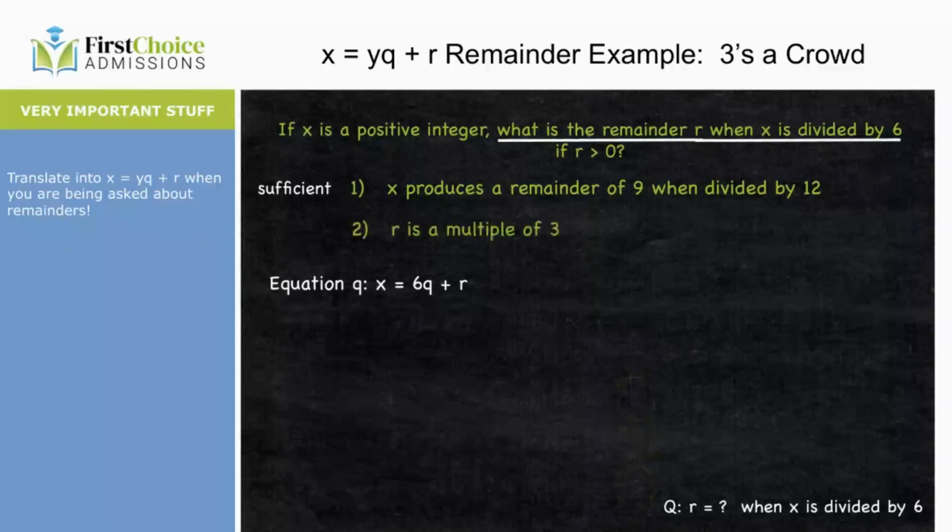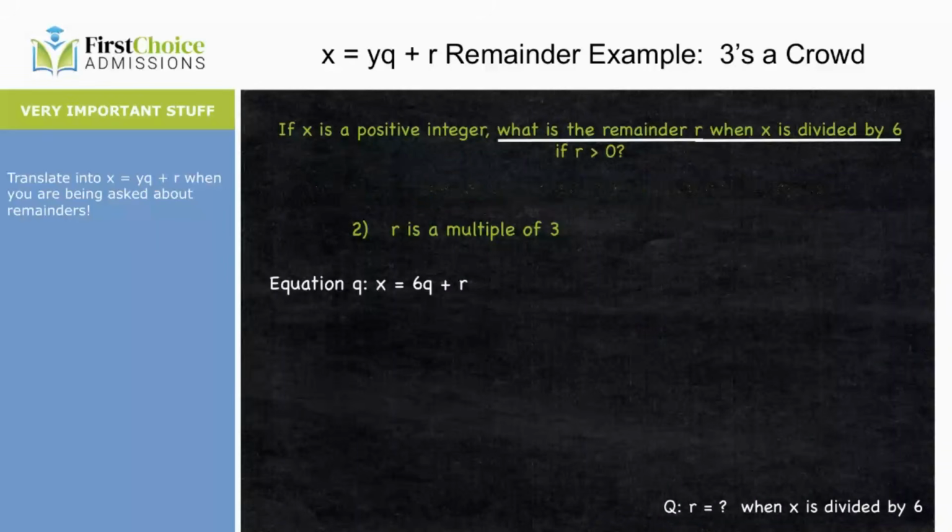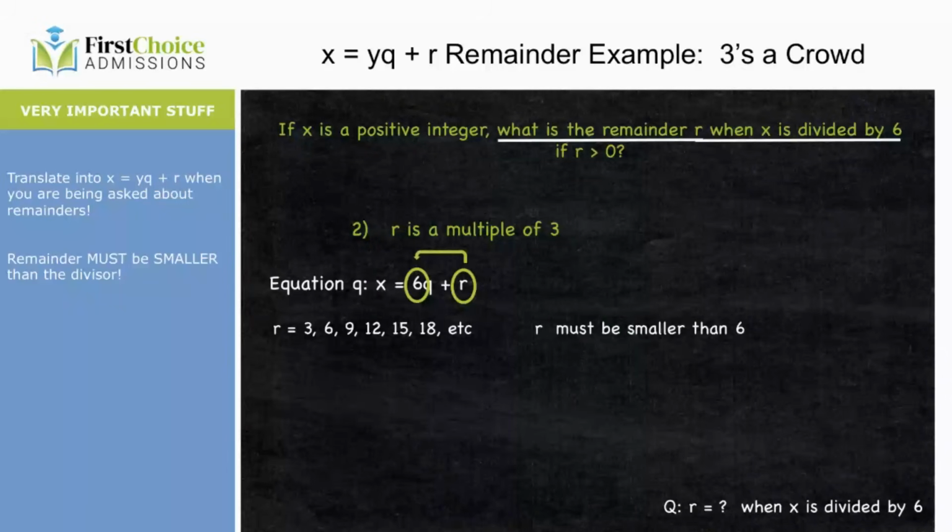Let's take a look at statement number 2. Statement number 2 kind of skips everything and just tells us that r is a multiple of 3. They're just telling us something flat out about r. That means r could be like 3, 6, 9, 12, 15, 18. Seems like r could be kind of anything. Oh, hang on, except the remainder must be smaller than the divisor. So we know that r must be smaller than 6. So if we had x equals 6q plus 3, yeah, that totally works. The remainder is less than the divisor.